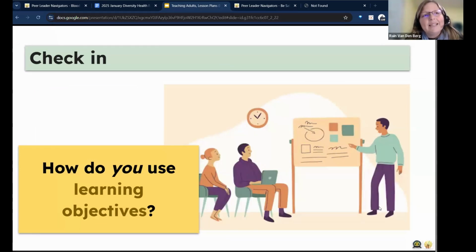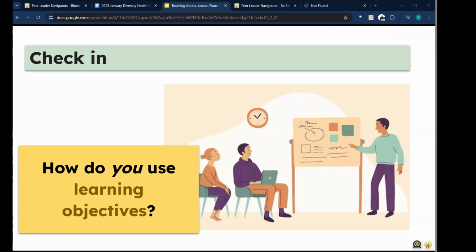So I'd like to ask how you use learning objectives, or those main ideas. How do you use them either when you're preparing for a health fair or while you're actually interacting with people that come to the health fair? Are you thinking about those learning objectives?